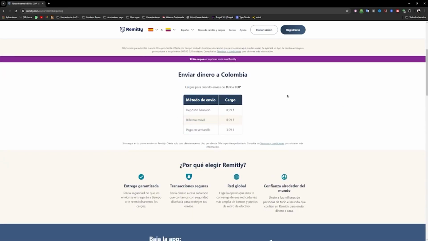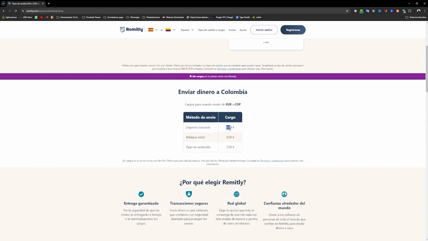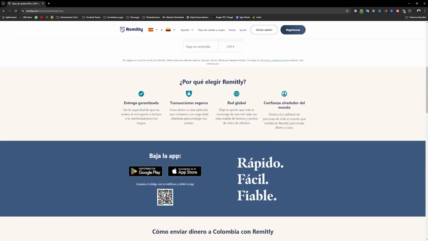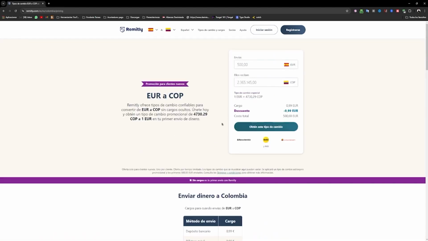But we must not only consider this, but also the sending fees: bank deposit 0.99, mobile wallet 0.99, and if it's cash pickup, it's 3.99 euros in this instance. But always remember to verify it in advance here.